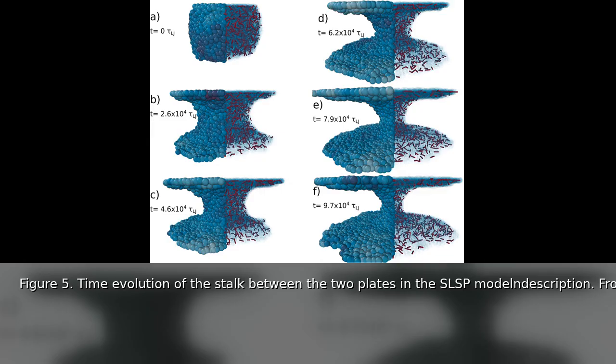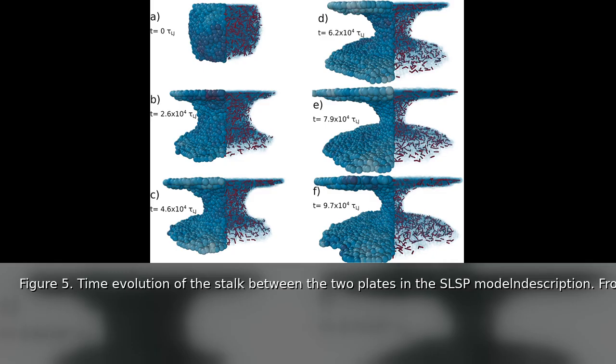Like before, 6 panels illustrate the progression from initial stalk formation through successive thinning stages to the ultimate exponential decay phase. Each snapshot again provides a 2-part view. The left side shows the polymer particles explicitly, while the right side renders the particles transparent to emphasize entanglements, which in the SLSP model correspond to slip-spring bonds visualized in red. This figure demonstrates that the SLSP model captures the filament thinning and breakup dynamics, qualitatively similar to the KG model.